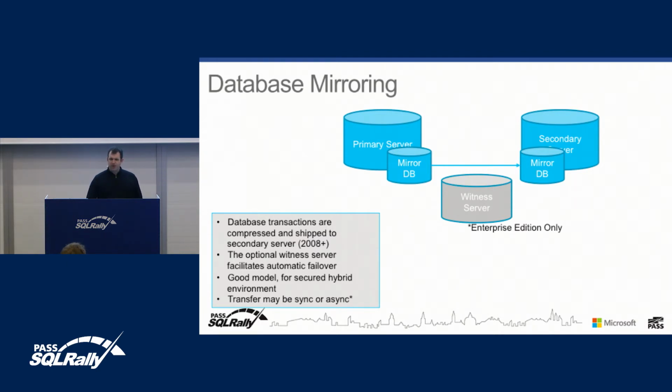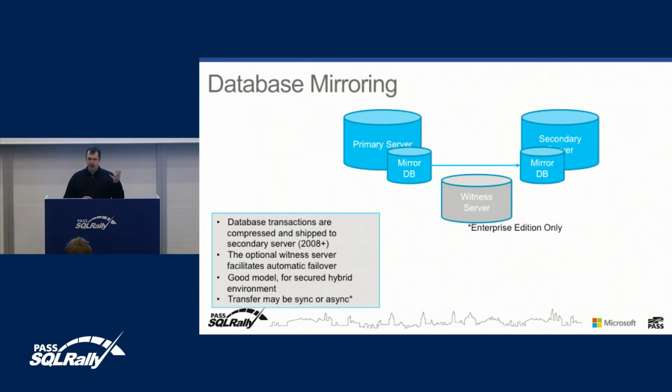In any hybrid model, you're probably going to be using asynchronous. So that pretty much limits this to Enterprise Edition. It's a really good model for a secured hybrid environment. I talked about log shipping and how unsecure it was. With database mirroring, you can use what's known as certificate-based mirroring, where you do authentication using database certificates. And that also encrypts your connection.